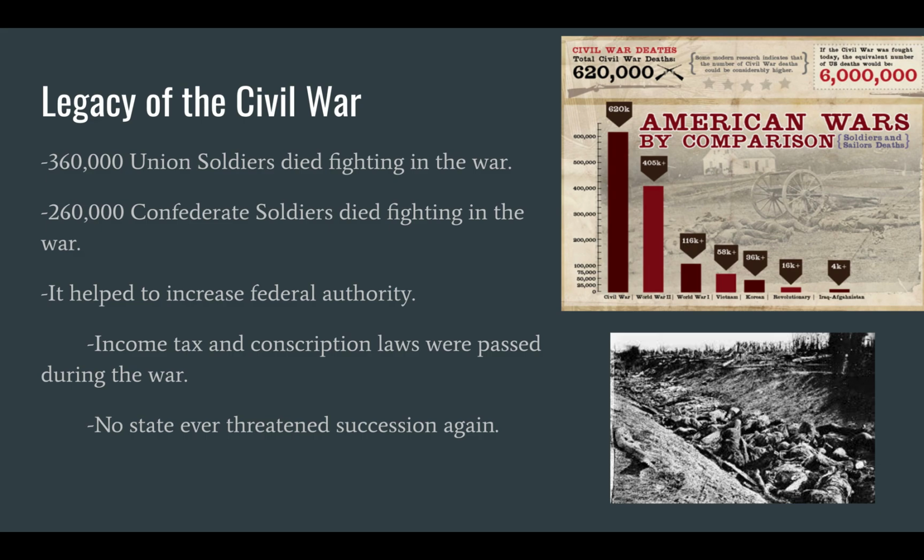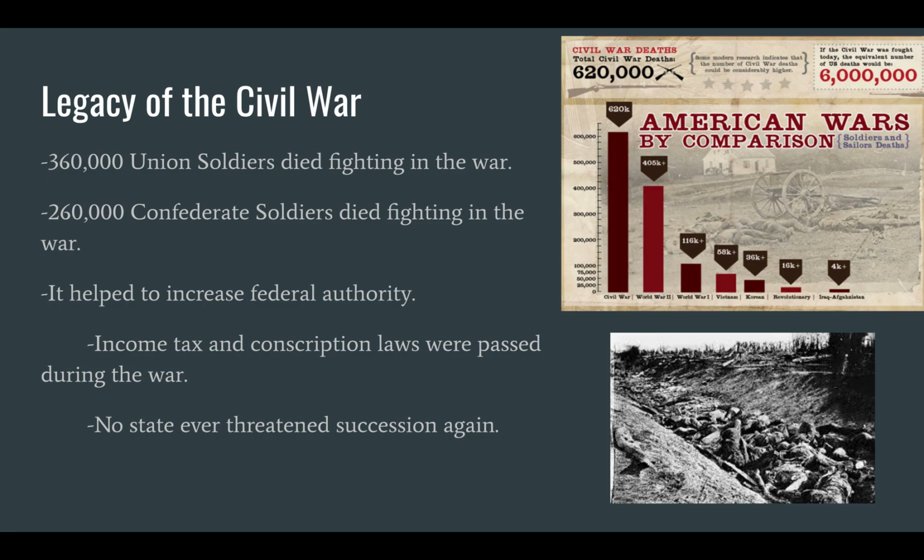360,000 Union soldiers died fighting in the war. So, with 360,000, I need us to think about that, for instance. There are less people living in Little Rock than that. There are around 200,000 that live in the city of Little Rock. And then 260,000 Confederate soldiers died fighting in the war. Altogether, the loss of life in the Civil War is greater than the American loss of life in World War II, World War I, Vietnam, and Korea. So we are talking about a massive loss of life for the American population.